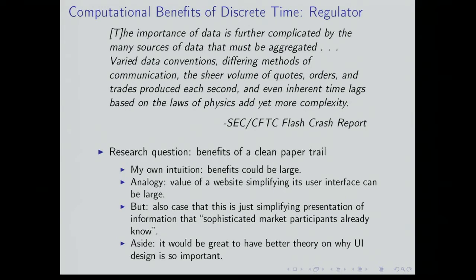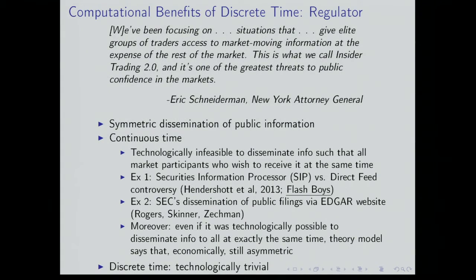My intuition is that the benefits could be large, much in the same way that we all have an intuition that good user interface design can have large benefits for a website, even if you could perform the same actions without the good user interface. But I think it's a hard question to get traction on.